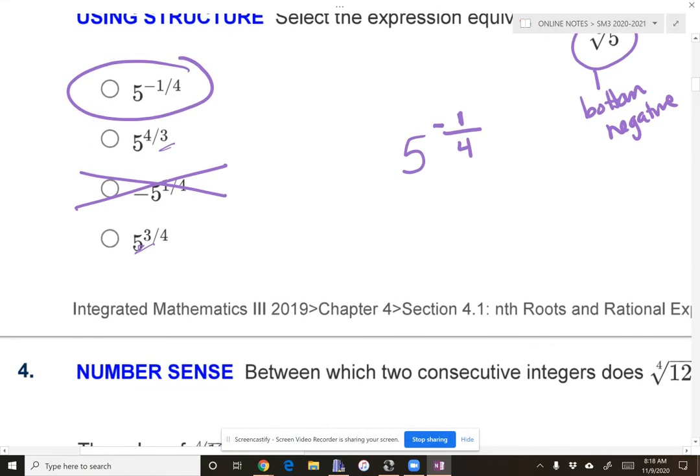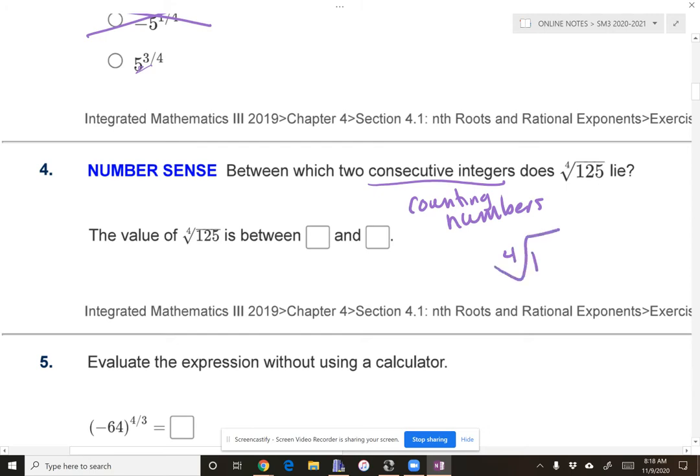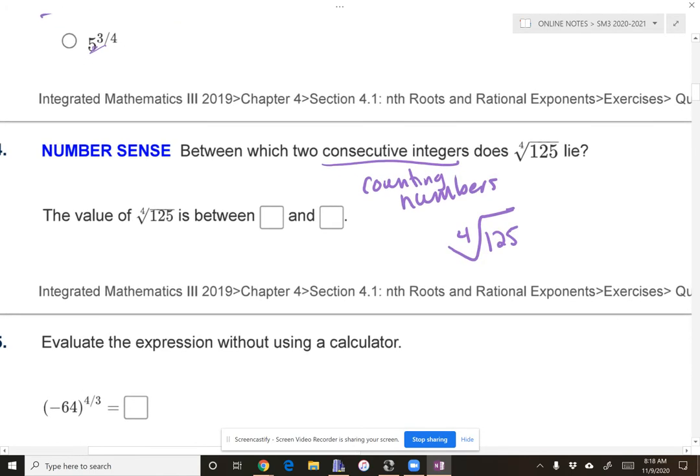Okay. Number 4, number sense. It says between which 2 consecutive integers does the 4th root of 125 lie? Consecutive integers, that means counting numbers, or whole numbers. So in between what 2 whole numbers does this lie? And we go 4th root of 125. And you're like, oh, I don't know. But you do know this, that is the same thing as 125 raised to the 1/4.